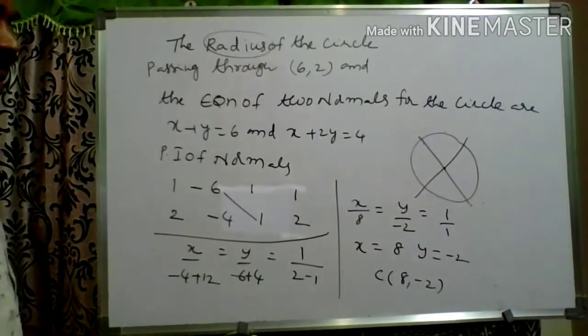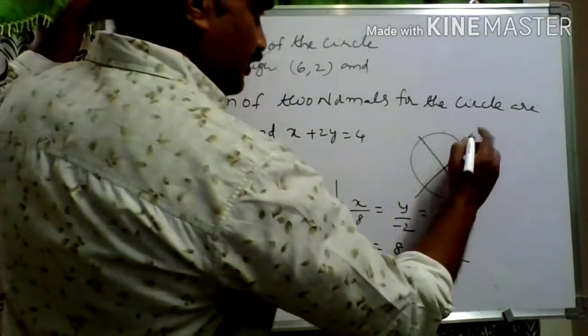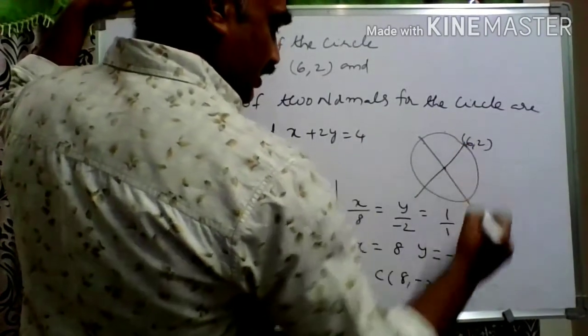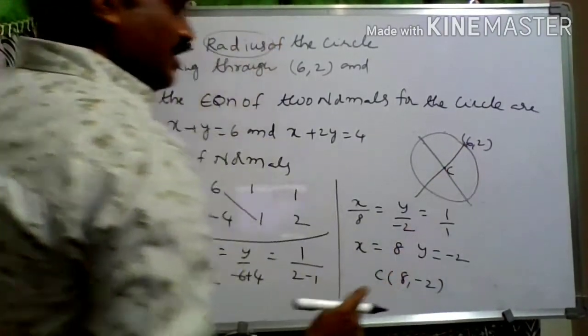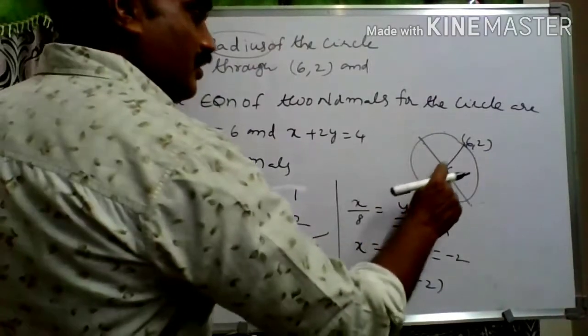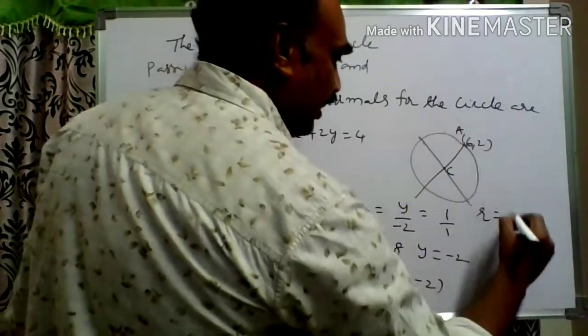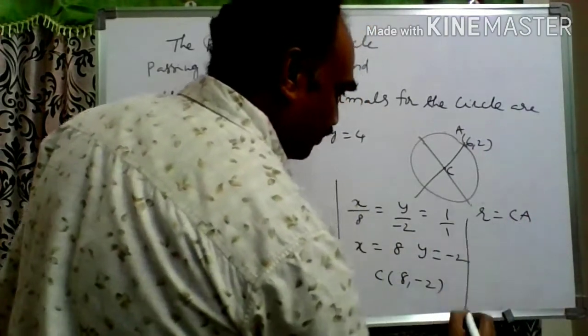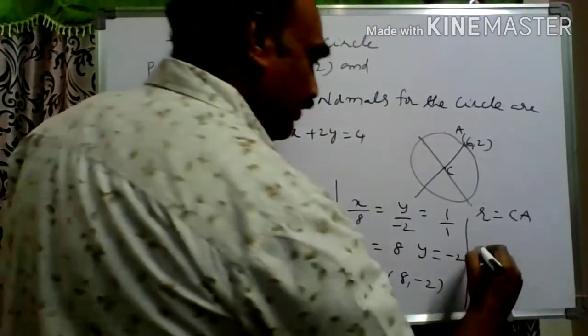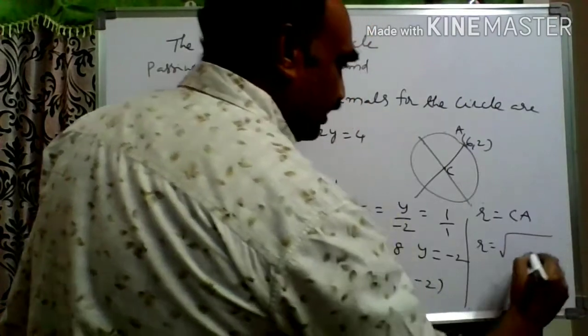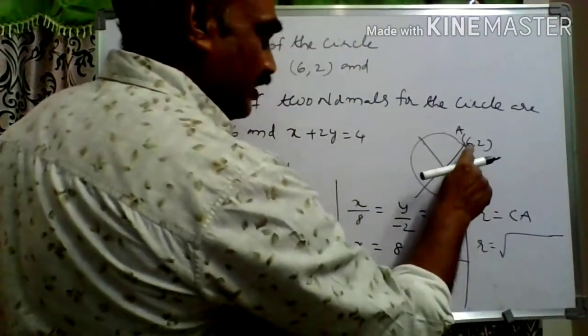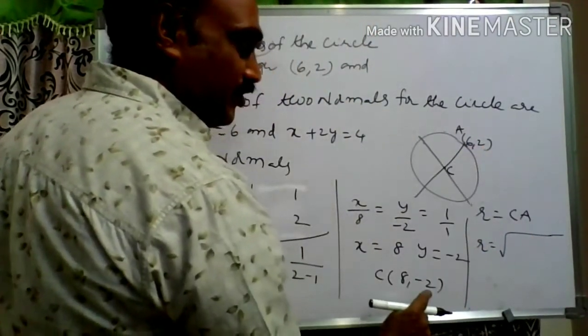Students, circle passing through (6, 2). Center is (8, minus 2). So the distance between the center and any point on the circle is equal to radius. Suppose this point is A, R is equal to CA. Therefore, radius is equal to the distance between 2 points.